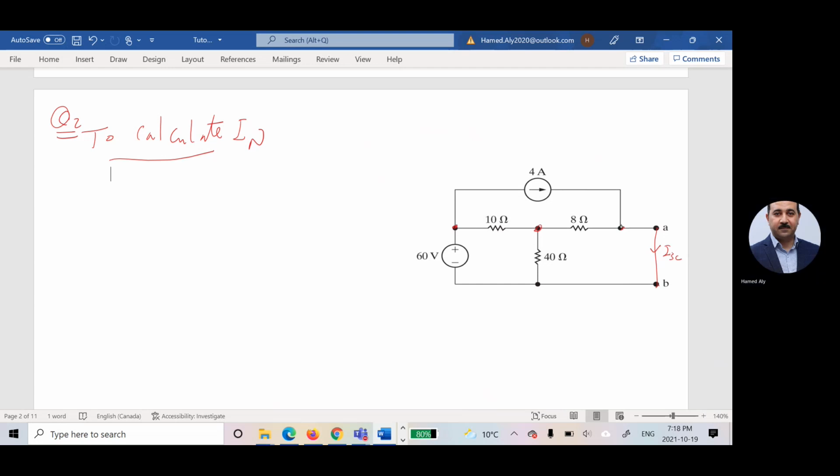Because this guy is short circuited, I don't have any resistor in between. So if this guy is connected to the ground, this guy is connected to the ground, this guy is connected to the ground, and this guy is connected to the ground, all of them are grounded. Now I'm looking for what? I'm looking for the current going from this and this to the ground, which is this current, which is equal to this plus this.